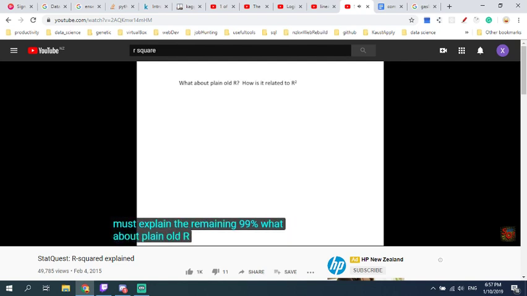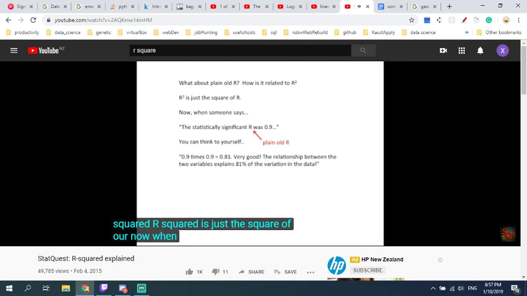What about plain old r? How is it related to r squared? R squared is just the square of r. Now, when someone says the statistically significant r was 0.9, and we're talking about just plain old r, you can think to yourself, 0.9 times 0.9 equals 0.81. Very good. The relationship between the two variables explains 81% of the variation in the data.